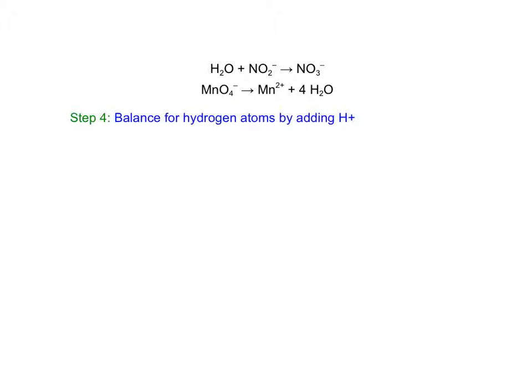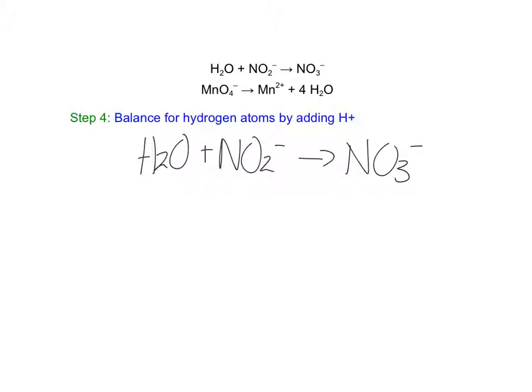Step 4, again, I've just copied this out from last time here, so don't copy that down again. We're going to add to it. So, balance for hydrogen atoms by adding H+. In my first reaction here, I have 2 hydrogens in the reactants from this 1 water. There are no hydrogens in the products, therefore I need to add hydrogens. Now the fact that this is in an acidic solution, that's where the H pluses are coming from. So I'm going to steal 2 hydrogens from the acid and add them into my reaction.